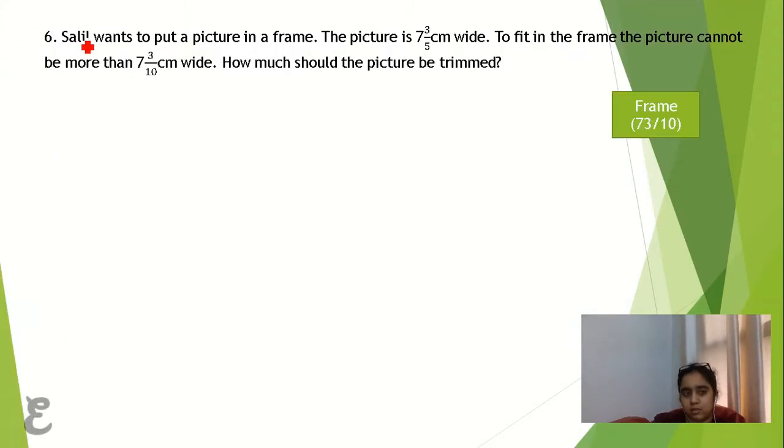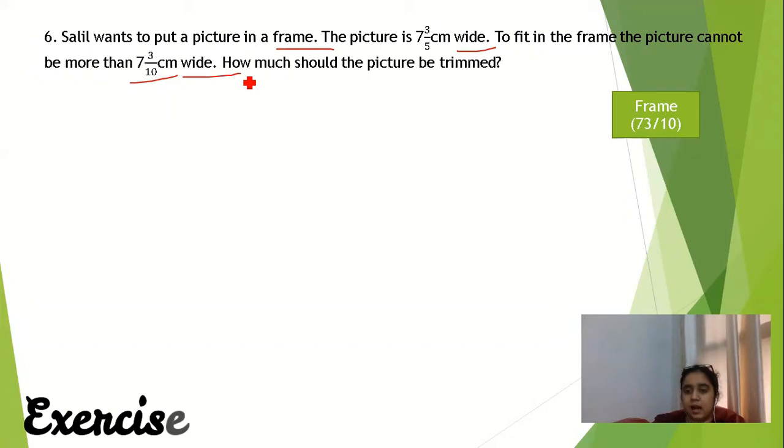So our question number 6 is that Salil wants to put a picture in a frame, and the picture is 7 3/5 centimeter wide. They have given us the width of the picture, that is 7 3/5. What we have to find out: to fit in the frame, the picture cannot be more than 7 3/10 centimeter wide, which means that the width of the frame is 7 3/10, because they are saying that this picture cannot be more than this centimeter wide, which means it is the width of the frame.